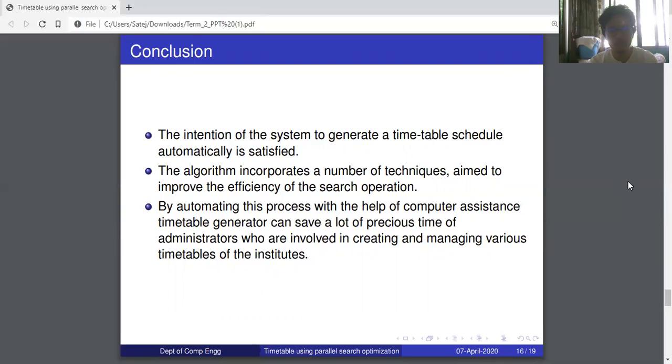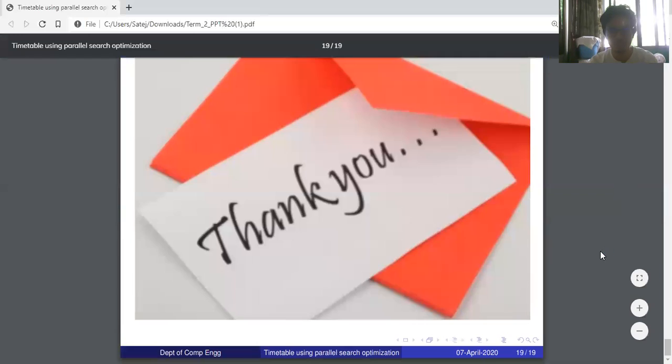We have successfully designed a timetable using parallel search optimization. Thank you.